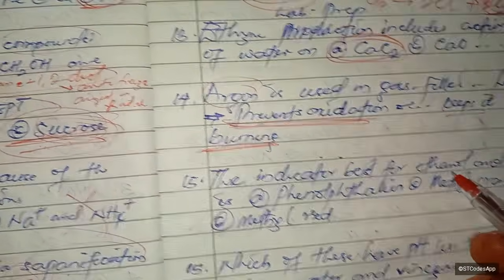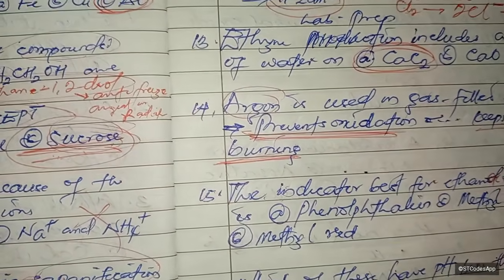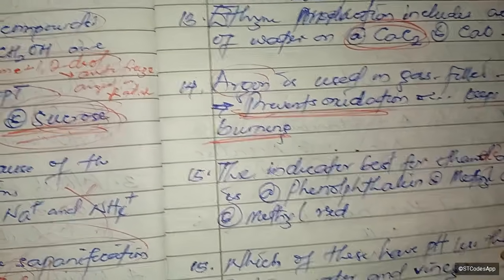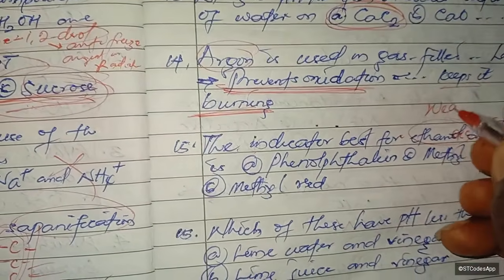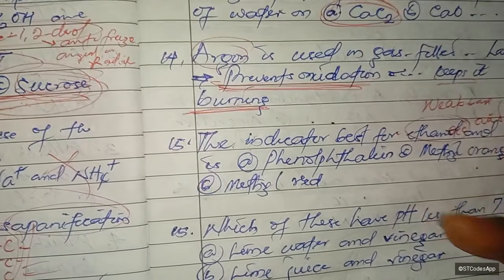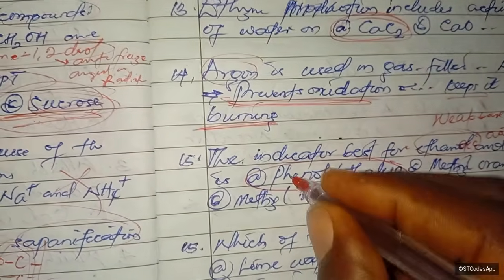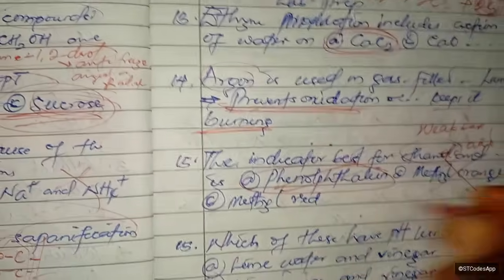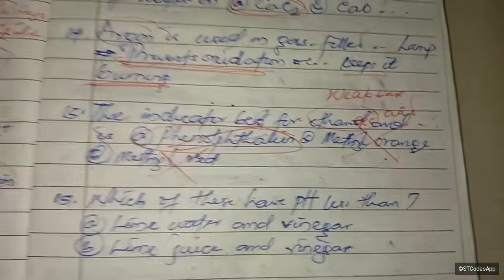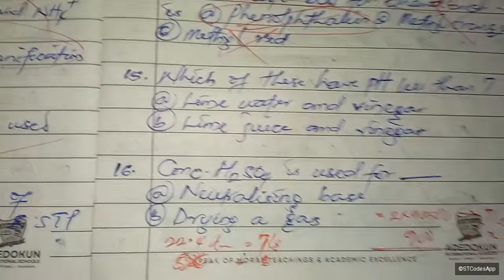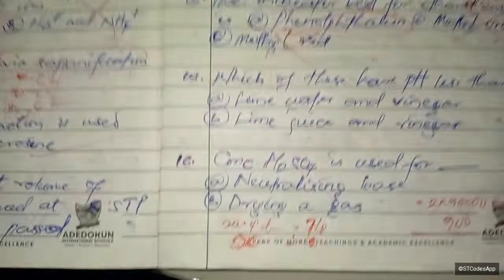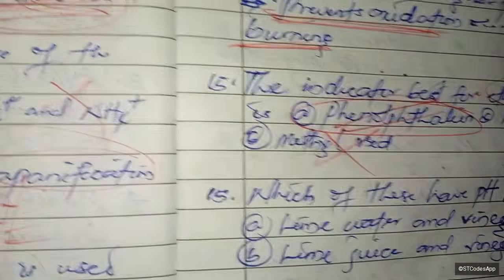The best indicator for ethanoic acid and another base is what? Now, ethanoic acid being a weak acid, generally the indicator we use for a weak base is phenolphthalein. So this is the correct answer. This is wrong. Methyl red, no. Methyl orange, no. Exactly. Phenolphthalein is generally used for weak bases. Which of these have pH less than 7? We have lime water and vinegar.